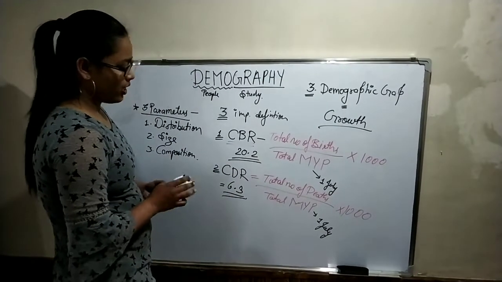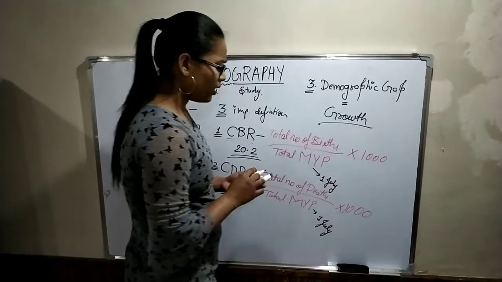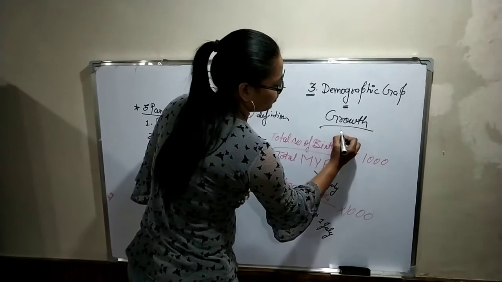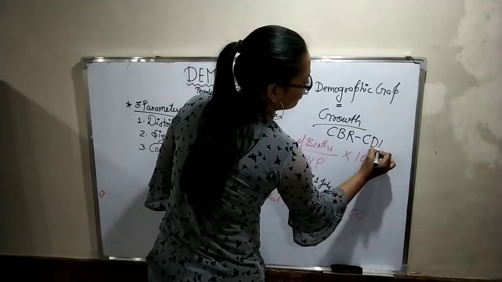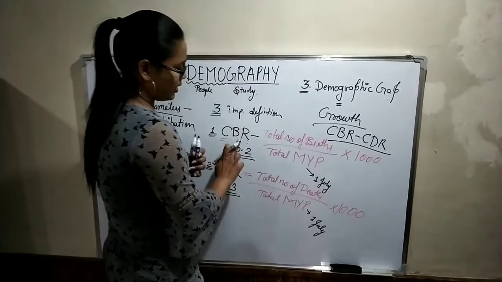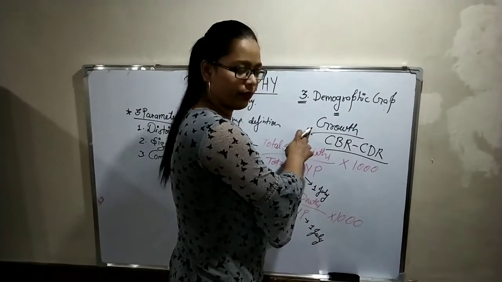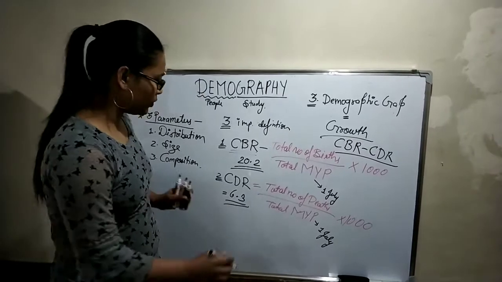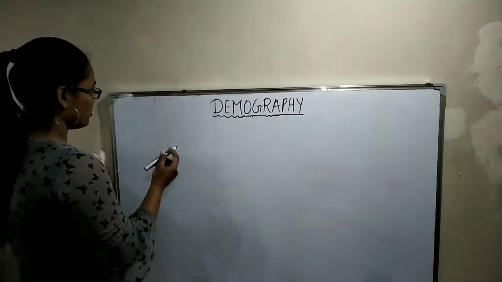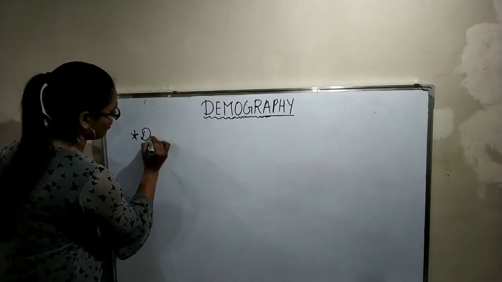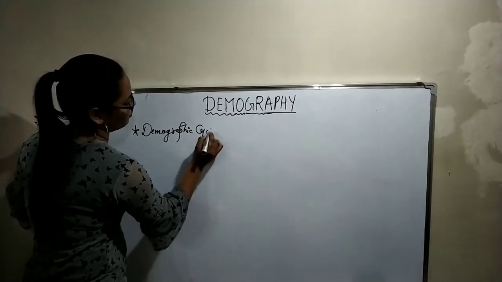Then the third definition is demographic gap or growth. It is the crude birth rate minus crude death rate. This minus this, we will get the demographic gap or the growth rate. So now we will go with the next topic. So the next is demographic cycle.